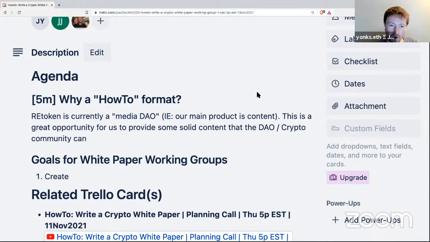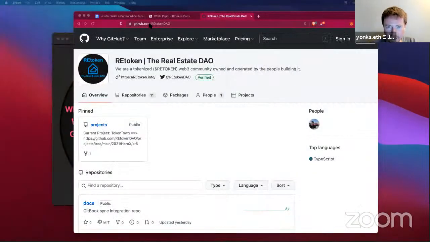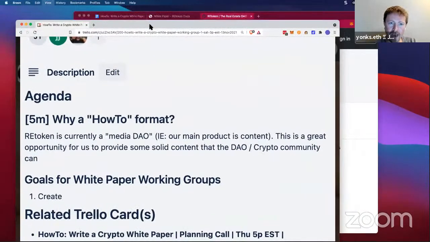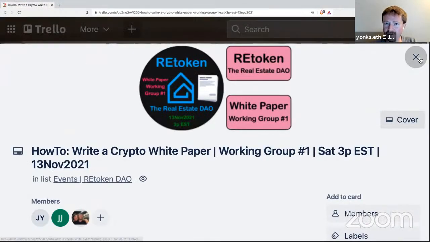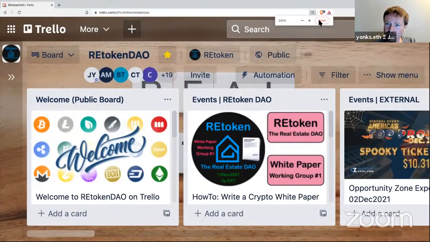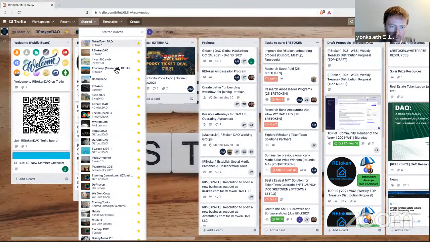So the second goal is for REtoken to create a white paper. And when I said it was a blank canvas, we've only had our planning call and haven't had much conversation. This is something we've been planning for. We have our REtoken roadmap. I'm going to show that here real quick, for the benefit of everybody, because this is one of the things we will be able to mark off our roadmap.